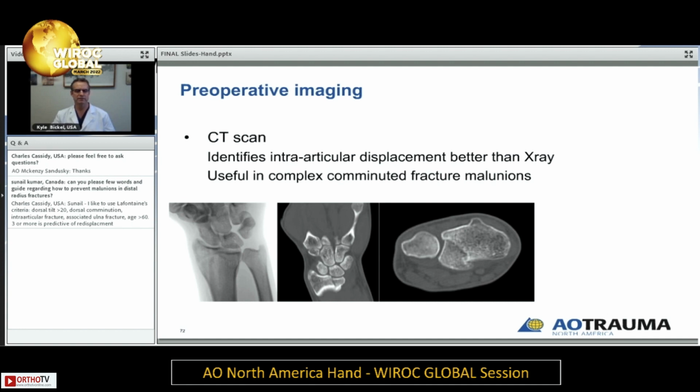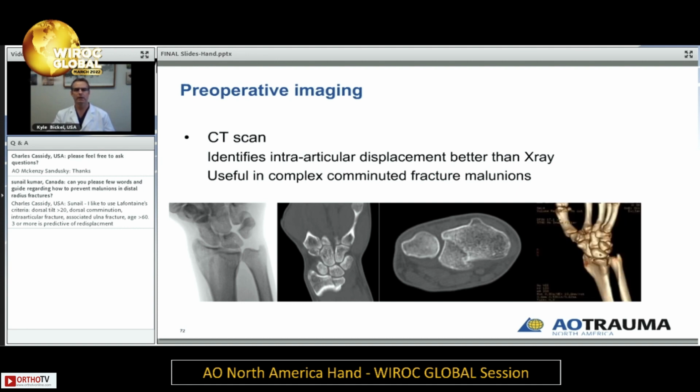It goes into the sigmoid notch, and you can see flattening of the normal curve of that notch, and this is going to affect not only radiocarpal motion, but also distal radio-ulnar joint motion because of that loss of translational rotation of the ulna. That's really well shown here in the 3D reconstruction as well, where you can see that component coming across into the DRUJ, and you can see the palmar displacement of the lunate due to the loss of the facet height. So again, CT scanning is really critical in identifying these fractures.